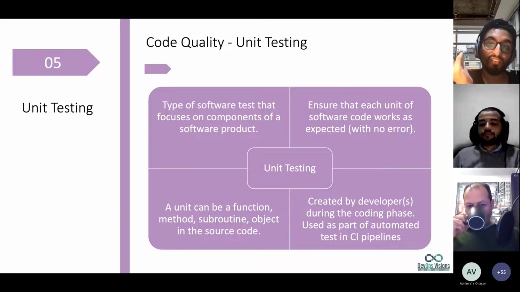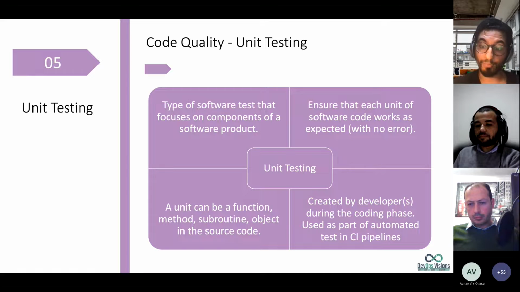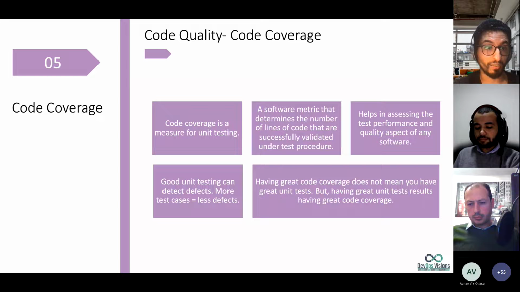But the point is, who is the one creating the unit testing? This is the developer. During the coding phase, the developer will use unit testing and implement the unit testing methods and such things. And this is important in automated testing. So when you go deeper in the course or in the community edition, you will find the proper section that explains this in detail.